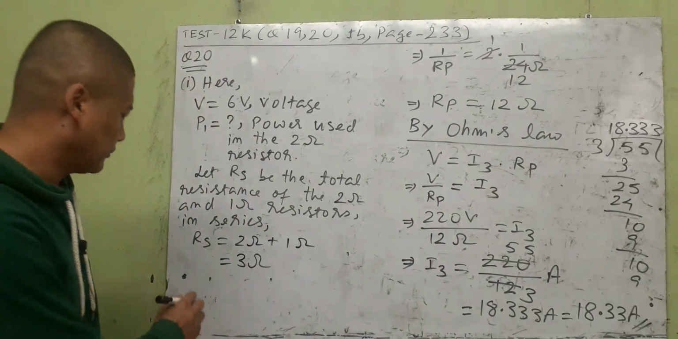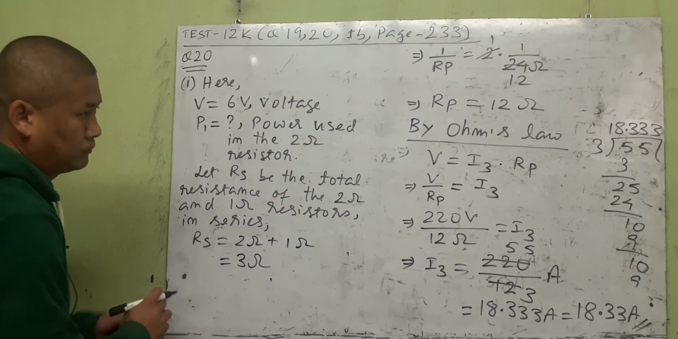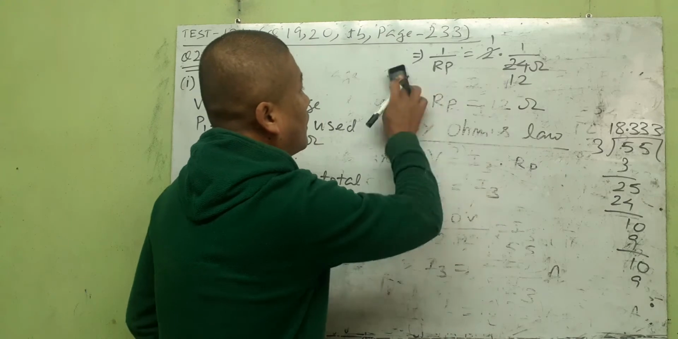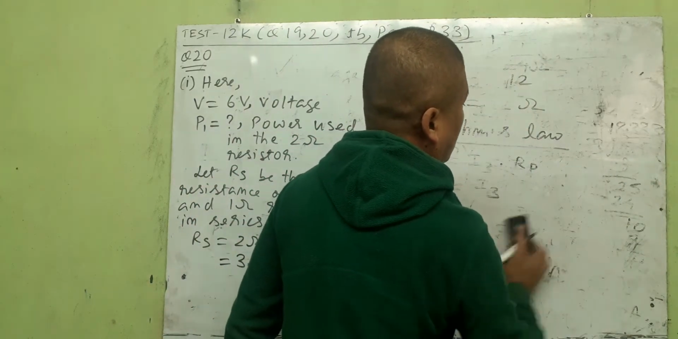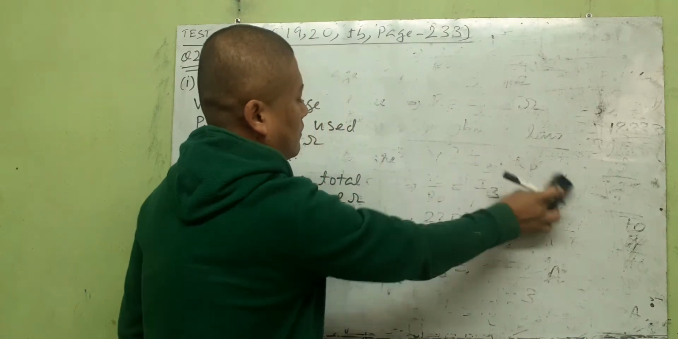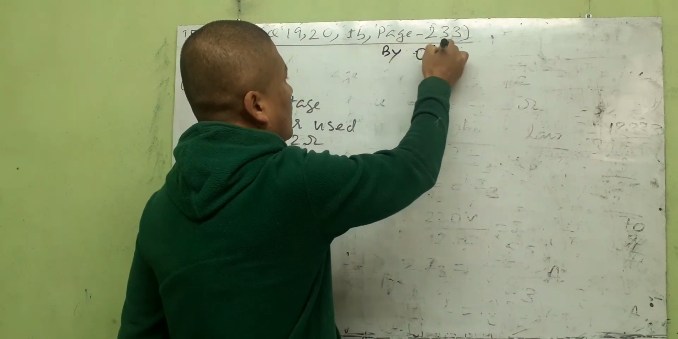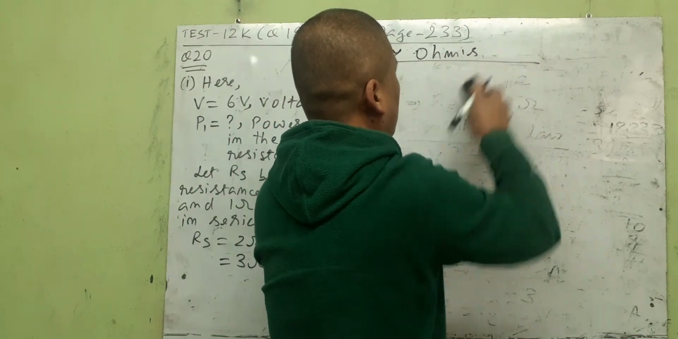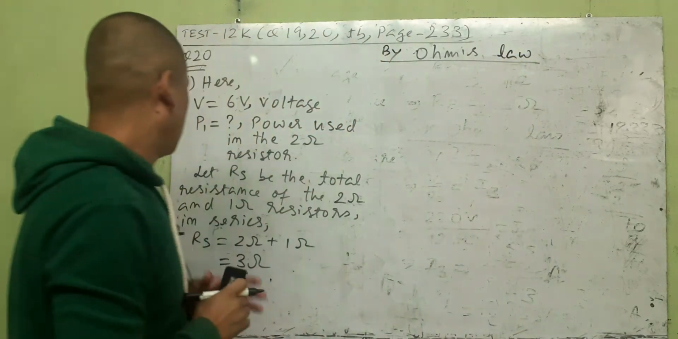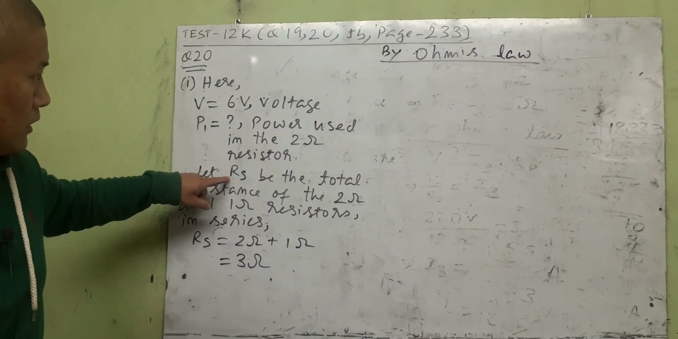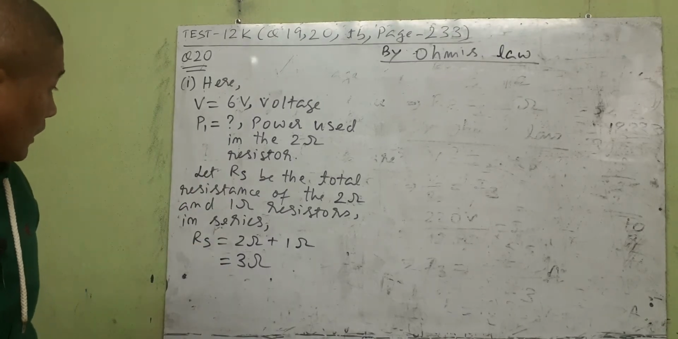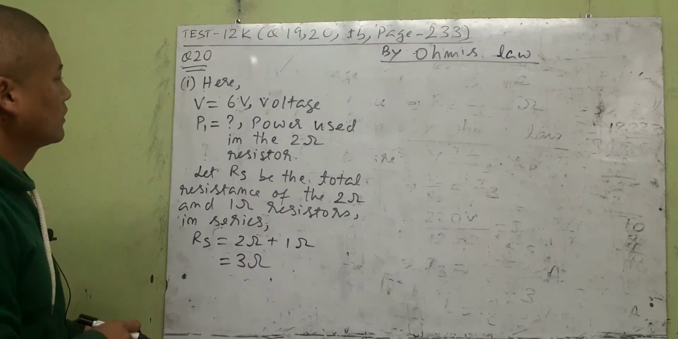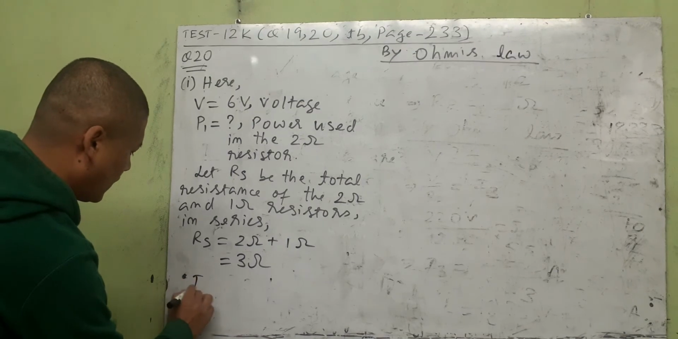So by Ohm's law, because that's the one that fits our purpose, I think, in this case. See here, V is there, R is there. So let us use Ohm's law to find the current. Okay, current has not been specified yet. So you just put your I.